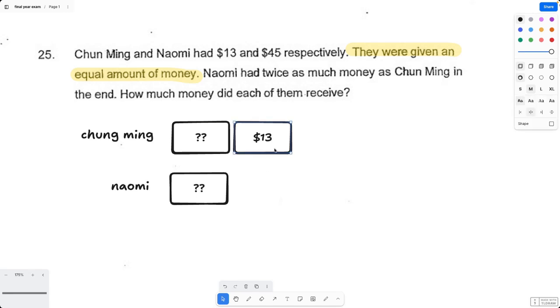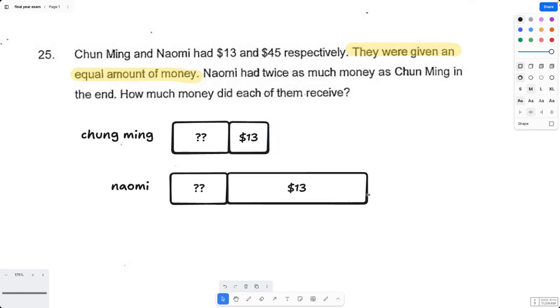All right, so I'm gonna put it over here. $13, and then you have $45 in this case over here. Okay, $45. So we know that at first they have this, and then they have equal amounts, and now they have twice as many, right? Naomi has twice as much money as Chongming. So what does this mean?